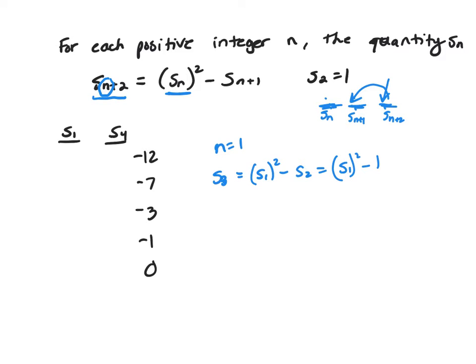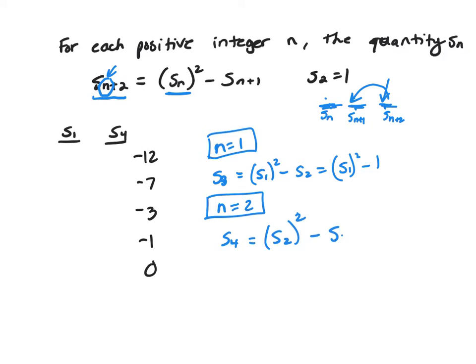All right, let's figure out for n equal 2. You're going to see a method to my madness in a minute. If n equals 2, substitute a 2 in there and find S sub 4. Well, S sub 4 equals the one two positions before S sub 4, which is S sub 2 squared, minus the one previous, which would be S sub 3.